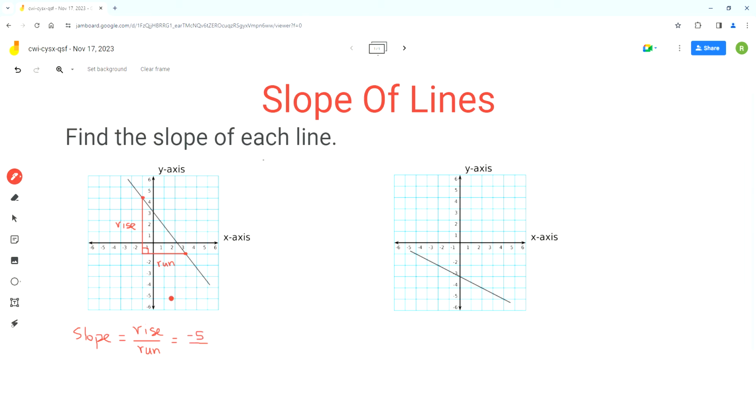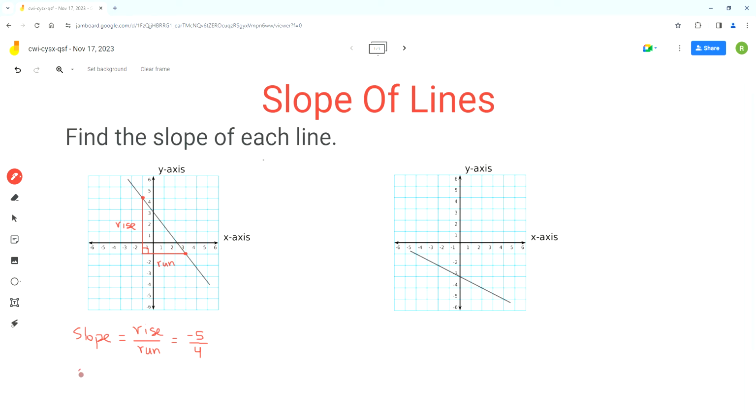And now the run. So in this case, to go from the point on the left side to the right side, we have to go 1, 2, 3, 4. 4 units to the right side. Or we can count from here 1, 2, 3, 4. Now since run to the right side is positive, the run here is positive. So these are the values of rise and run for this straight line between these 2 points.